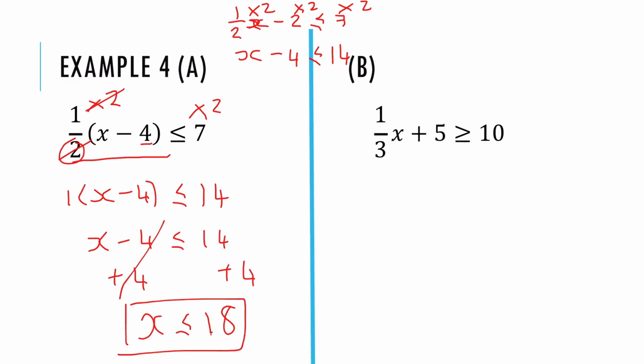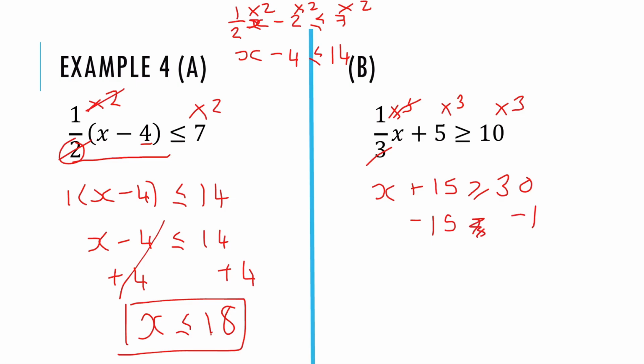In part B, there's no bracket, so everything's getting multiplied by 3. Times 3 cancels with the divide by 3, leaving us with x plus 3 5s are 15 is greater than or equal to 10 3s are 30. 15 is adding the x, so we need to subtract 15 away from either side. And that leaves me with x is greater than or equal to 15.